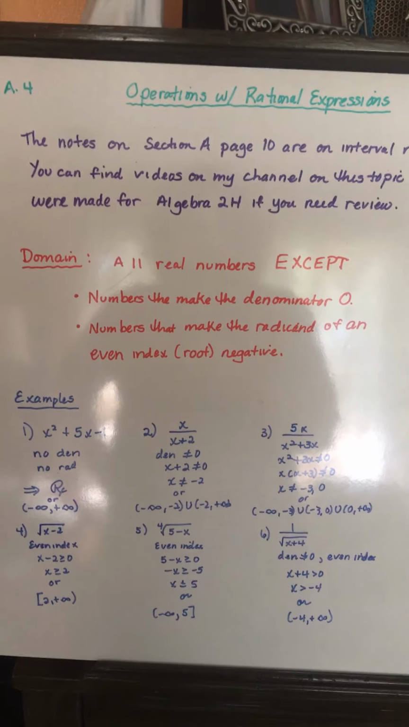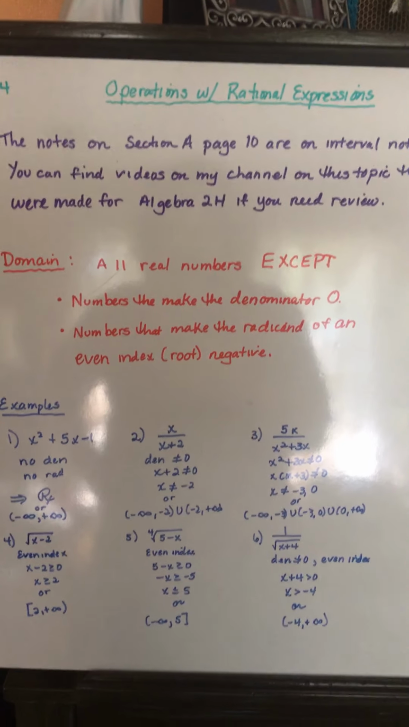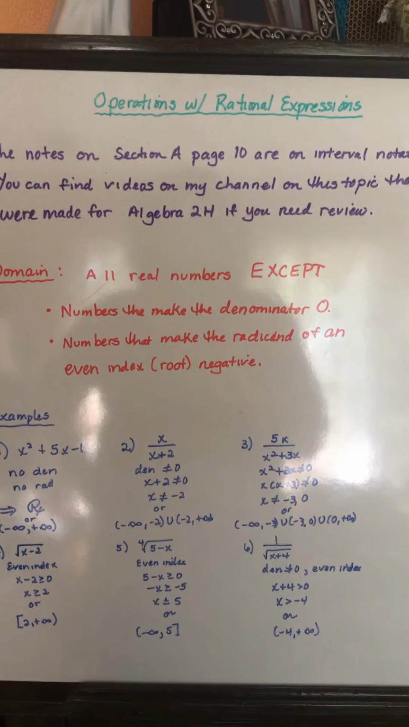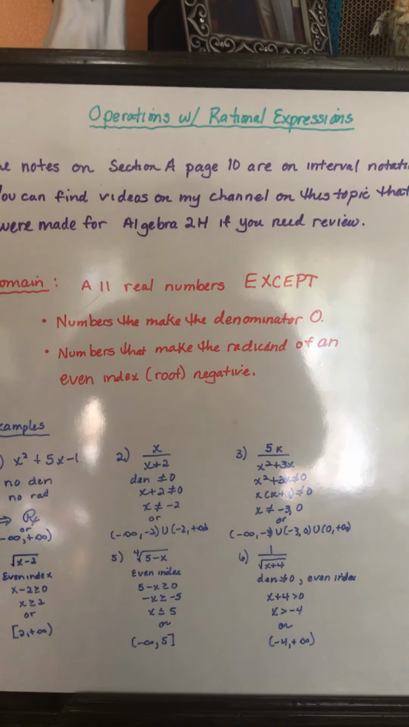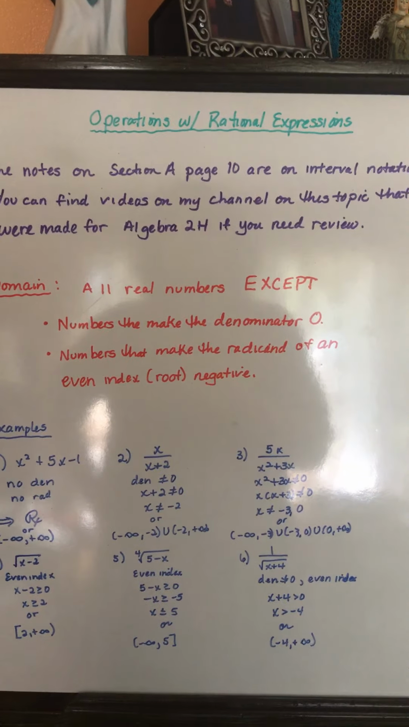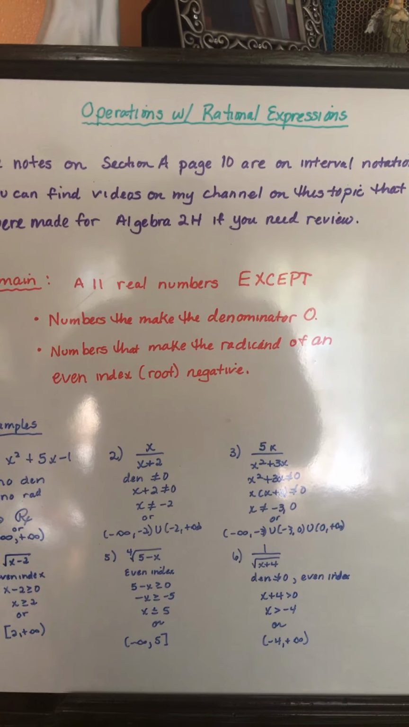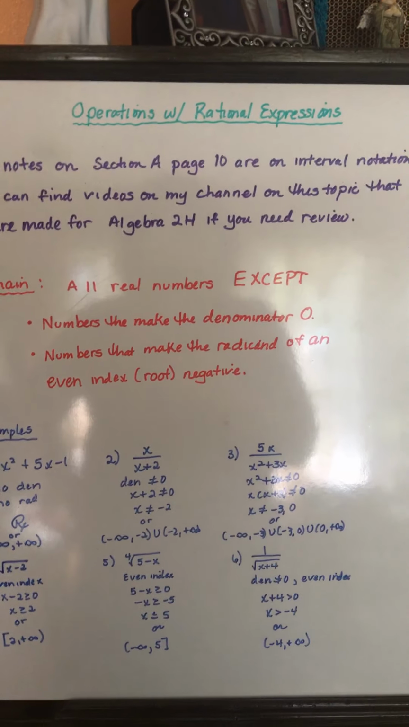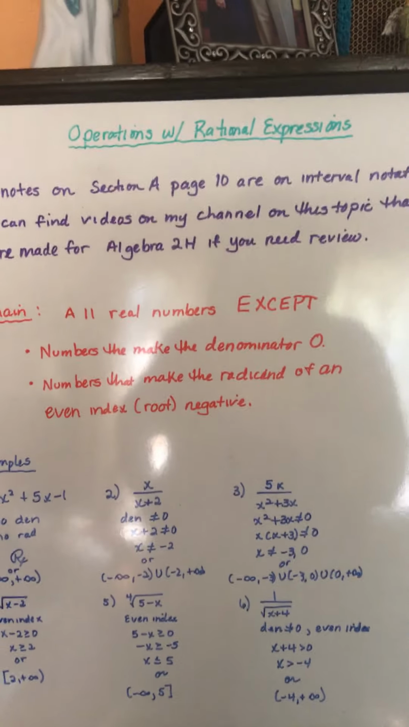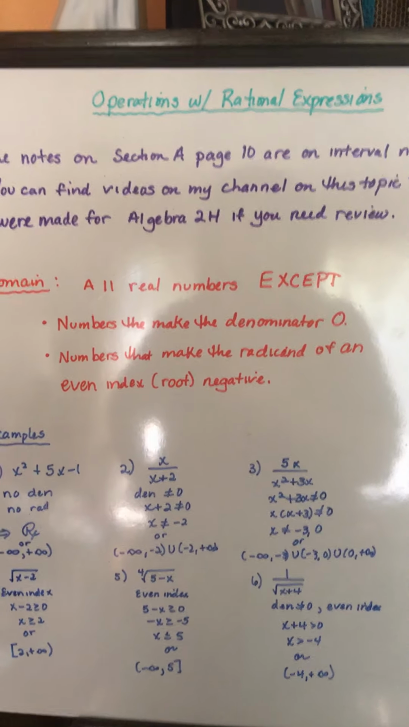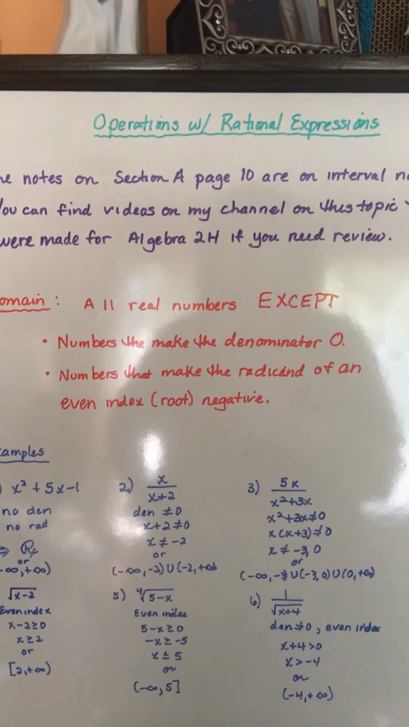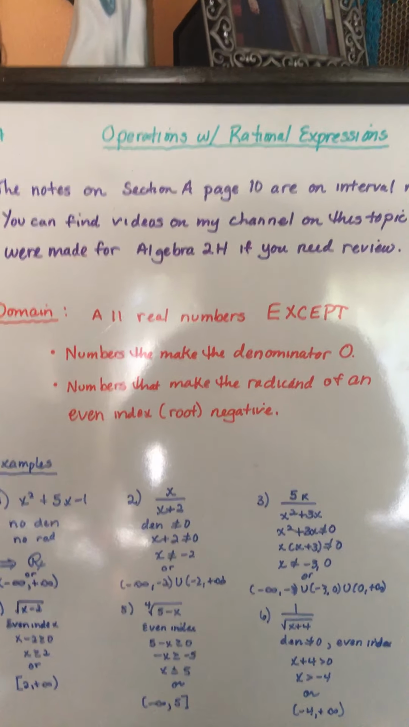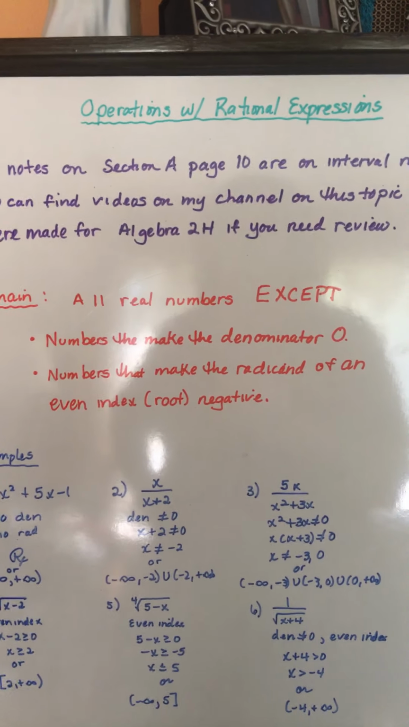This is a very important idea, and people have difficulty with this, and there's simply no reason for it. Domain is all real numbers. Always, that's where you start out. But, if a number makes the denominator 0, then I'm not in the domain. And if I have a radical, and the radicand has an even index, that's a root, like a square root, fourth root, sixth root, eighth root, the radicand, that is the stuff under the radical symbol, cannot be negative.